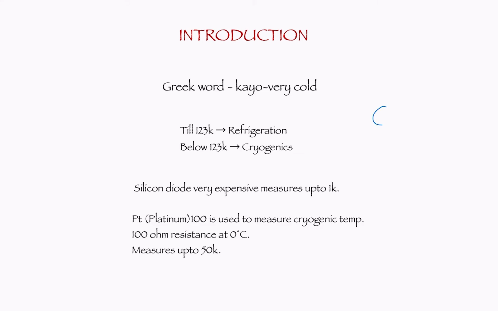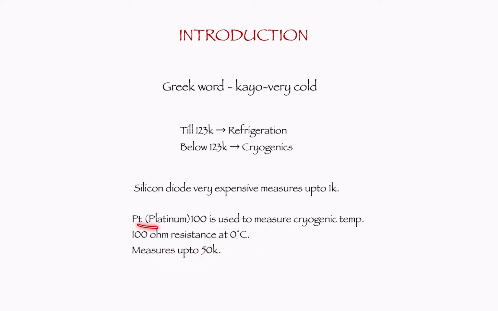A silicon diode is basically a thing like this. This is the wire and it has a head like this. But forget that, it is not a part of concern for us anymore. Moving forward, what is platinum 100? Platinum 100 is used to measure cryogenic temperature. It measures correctly up to 50 Kelvin.